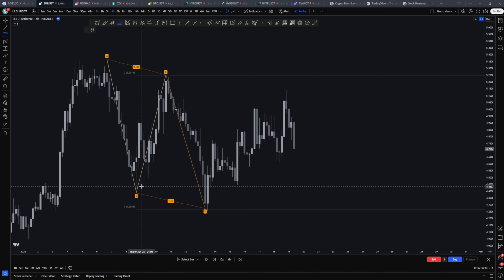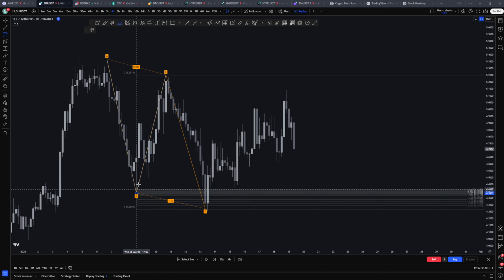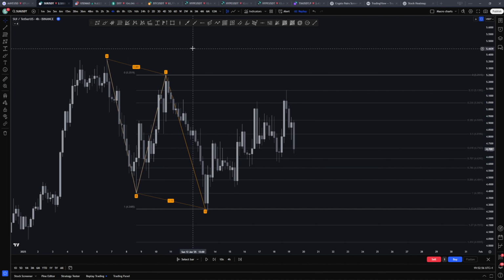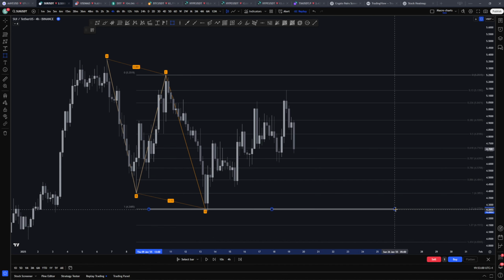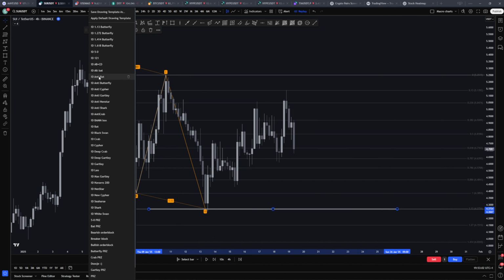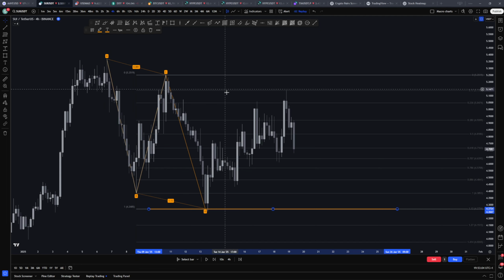And then I'm going to measure the fib manually. So this B to D fib, that's what I'm going to measure by drawing a fib from B to C, exactly like we just did. And I will usually mark this as a little box. So that way I have a little box that tells me, hey, this is where price should react. And if it does, we can take a position based upon it.